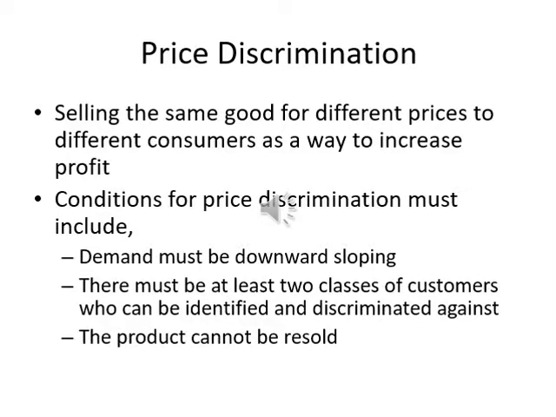Conditions for price discrimination must include: demand must be downward sloping. There must be at least two classes of customers who can be identified and discriminated against. The product cannot be resold.